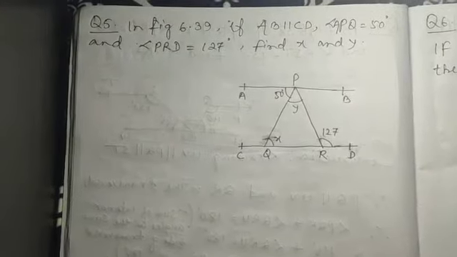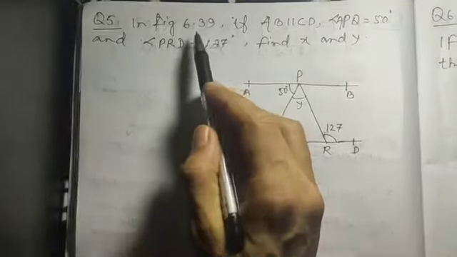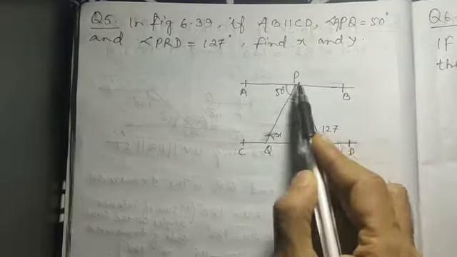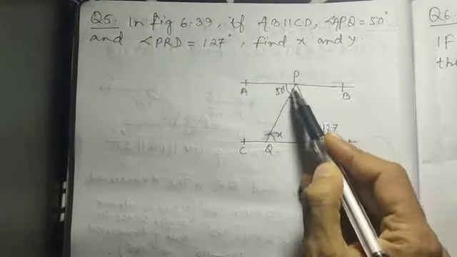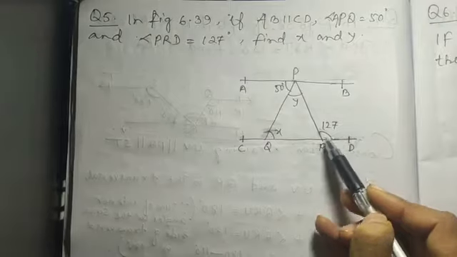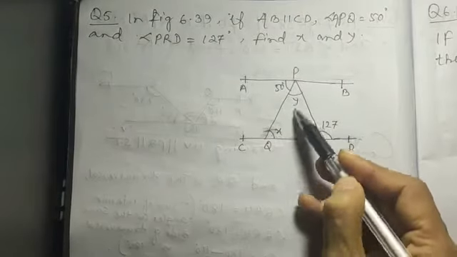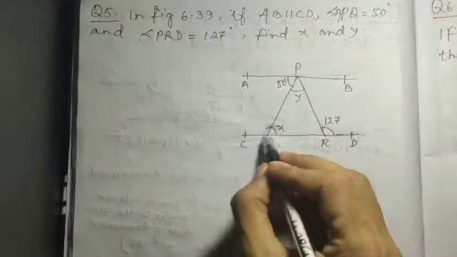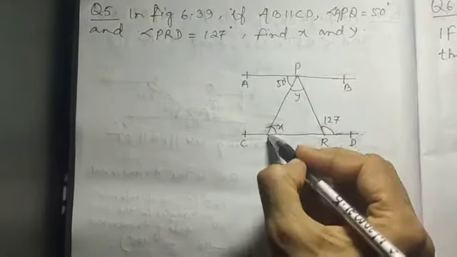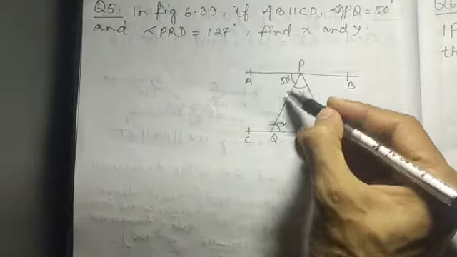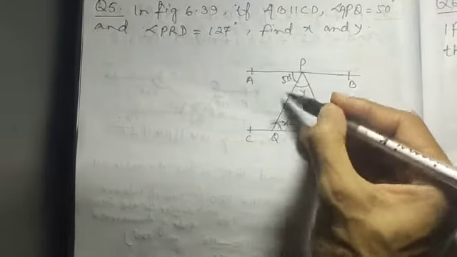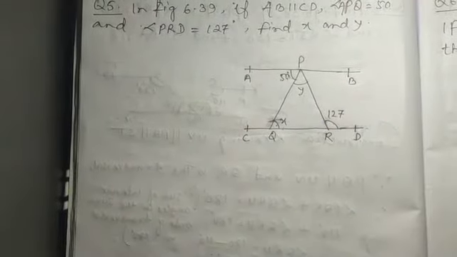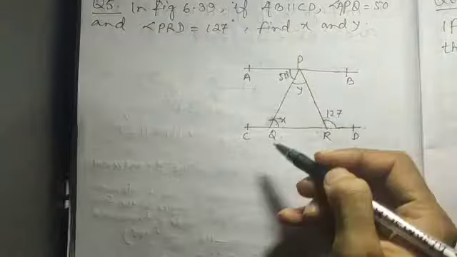Here you see, students, what the question says. In figure 6.39, if AB is parallel to CD, APQ is 50 degree given, PRD is 127 degree given, we are asked to find out this X and Y. Now see, AB is parallel to CD, right? PQ is the transversal. That means this angle and this angle are alternate angles. That you have discussed in the earlier classes also. I hope you know the alternate angles, right?